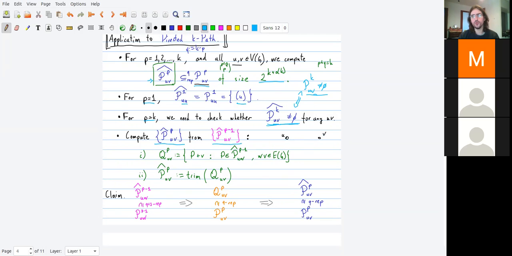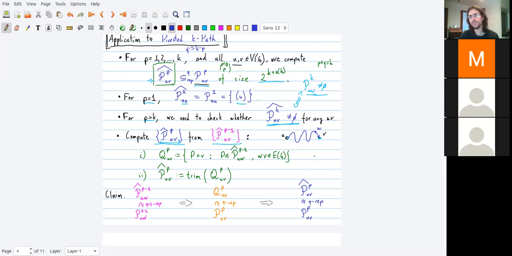Imagine that I would like to compute exactly this family, the representative family for paths of length p from u to v. So how do I do it? First of all, how can a path look? A path from u to v looks like that. And certainly before v, it goes from some vertex w to v.